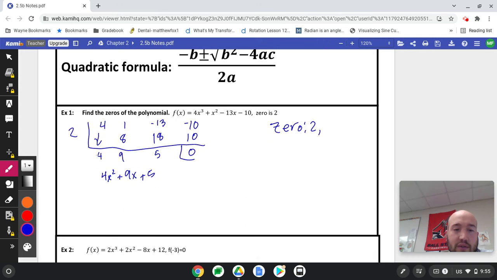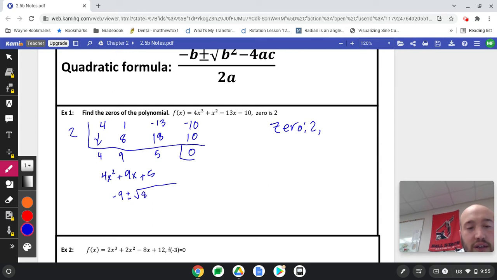So remember, this leading term in front of the x squared, that's our a. This is our b, that's our c. So negative b, that would be negative 9, plus or minus the square root of b squared, so 9 squared is 81, minus 4 times a, which is another 4, times c, which is 5. And all of this will be over 2 times a.